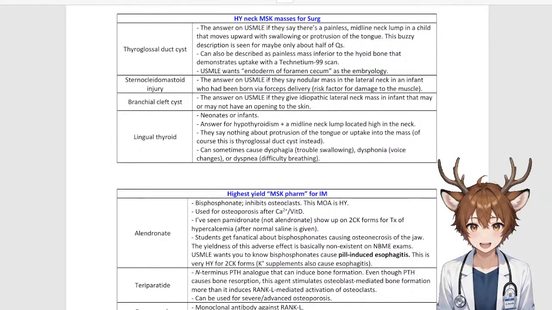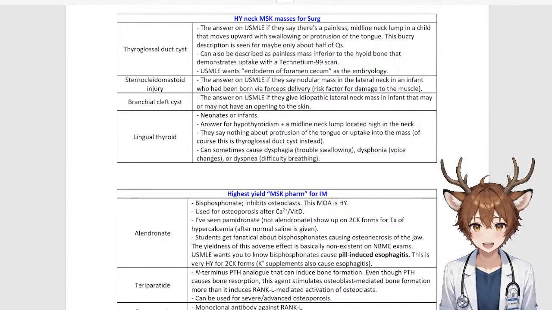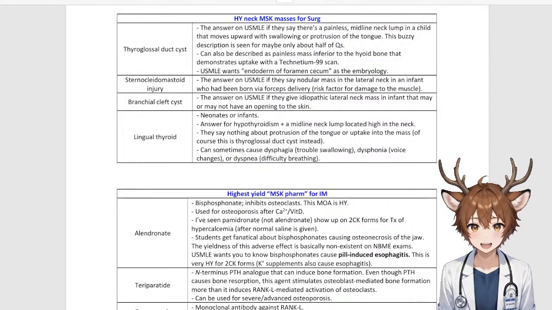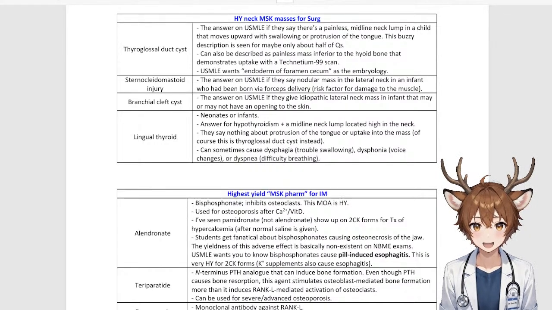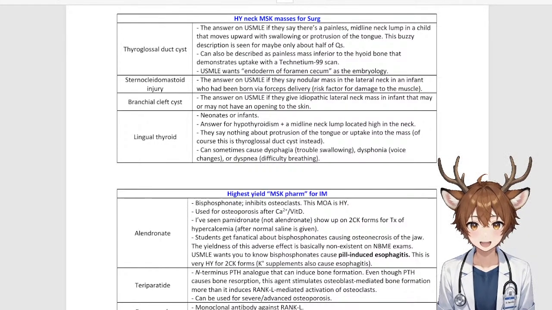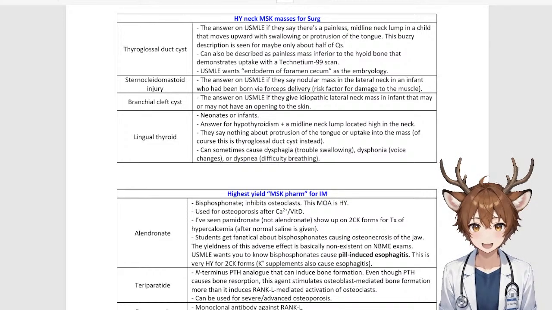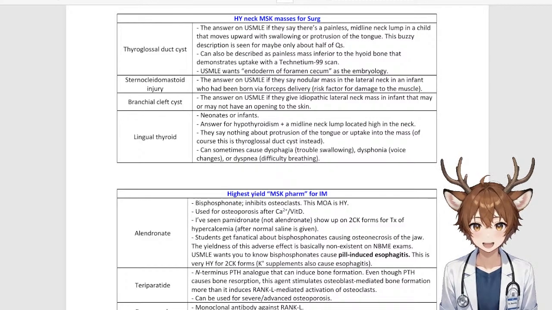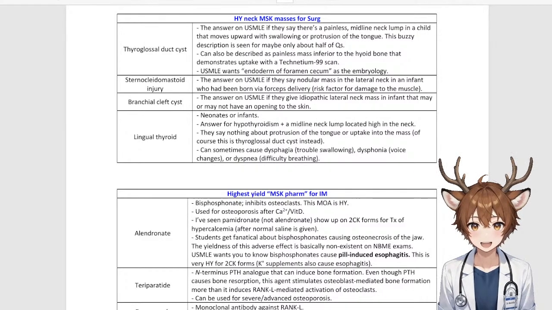High-yield neck MSK masses for surgery. Thyroglossal duct cyst. The answer in USMLE if they say there's a painless midline neck lump in a child that moves upward with swallowing or protrusion of the tongue. This buzzy description is seen for maybe only about half of the questions. Again, that's a painless midline neck lump in a child that moves upward when swallowing with protrusion of the tongue.